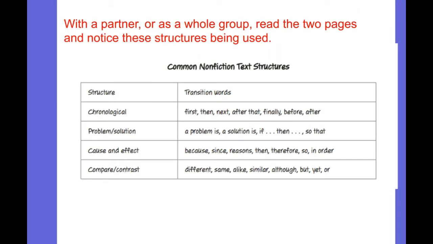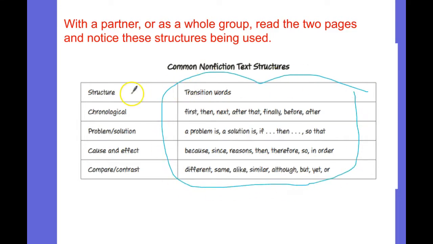But I'm going to give you a clue as to what we're looking at. We are going to look at these common nonfiction text structures. Is it chronological? And we've talked about these in class, so you've heard this before. Is this chronological? First, then, next, after. Problem, solution. A problem is, a solution is, if, then, so that. Cause and effect, because, since, reasons, then, therefore. Compare, contrast. Different, same, like, similar, although. So these transition words that are right here are clues for you to decide which text structure it is.